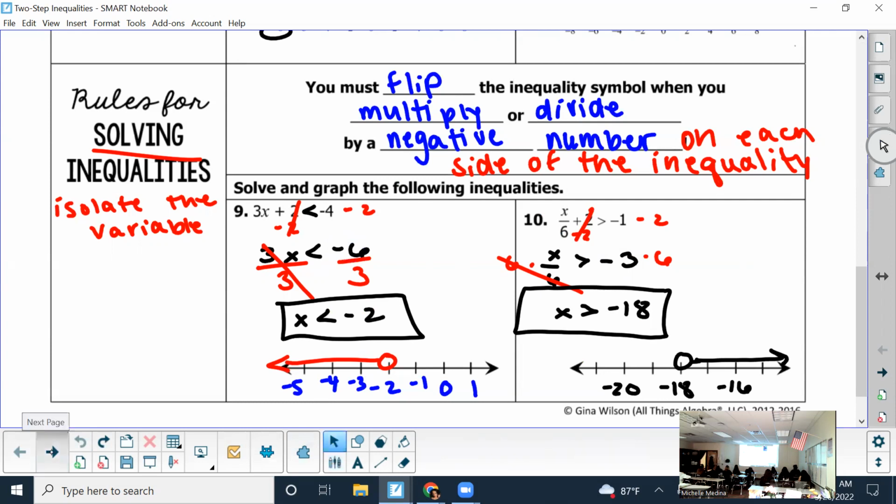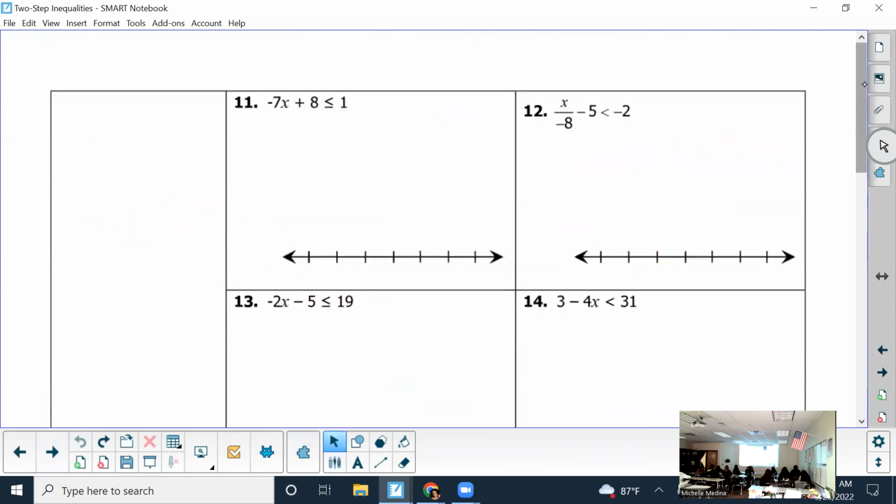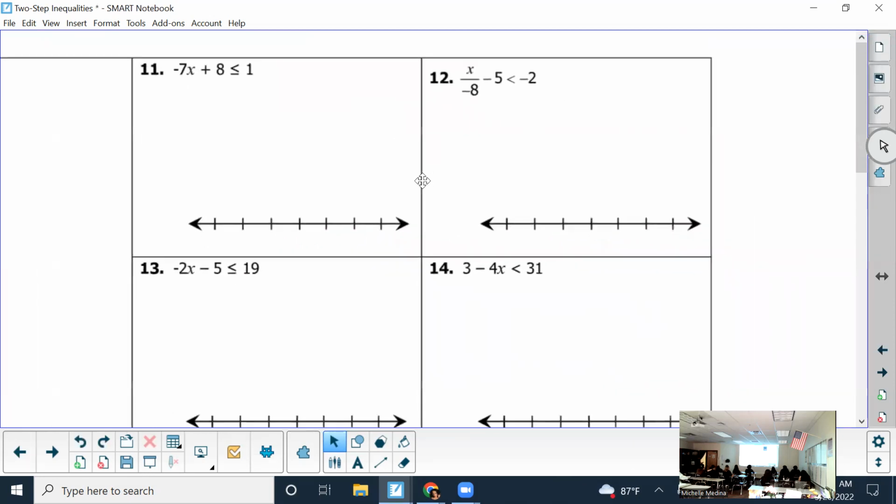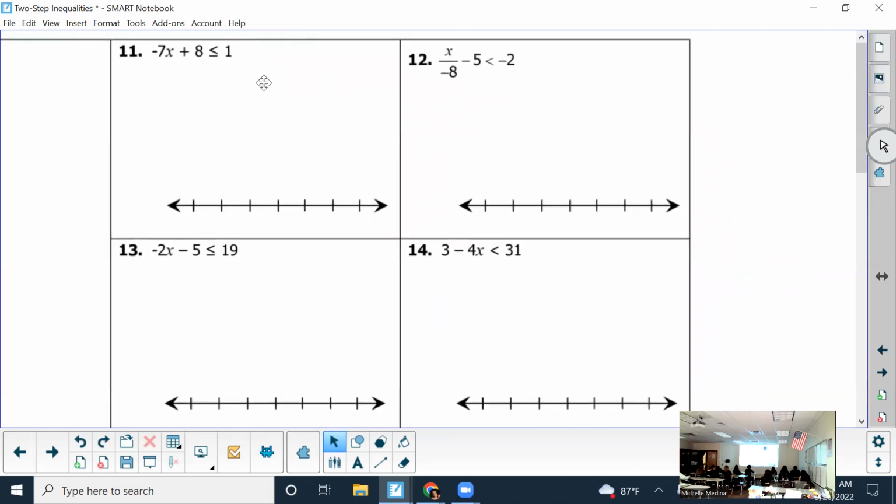All right, so then on the back side, we'll do a few more examples. So let's try example 11 together. All right, so number 11, I want to get the x by itself, just like in a normal equation. So what would I do first? Subtract 8 is correct. And whatever you do on one side, do to the other side. So treat it like an equal sign. Whatever you do on one side of the equal sign, you do to the other.